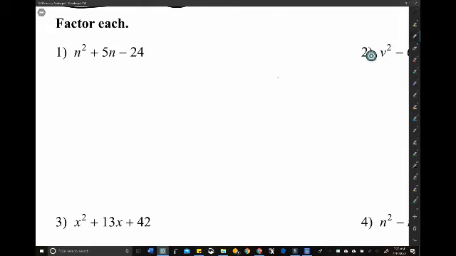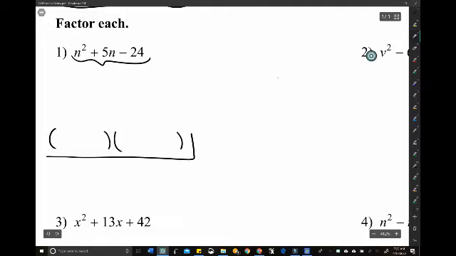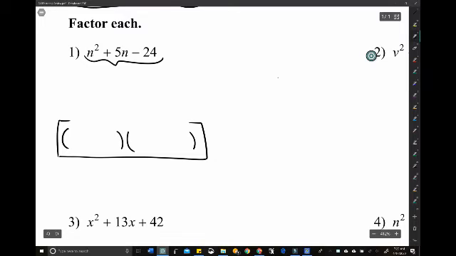Remember, factoring was whenever we started with a trinomial or other things, and we ended up with two sets of parentheses as our answer. We just need to figure out what's inside. For the most part, what we're going to be focusing on today is that we need to write out the factors of n squared, which is n and n. And we're also going to write out the factors of 24.